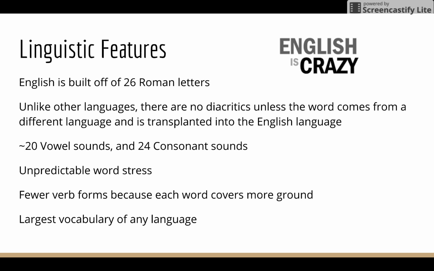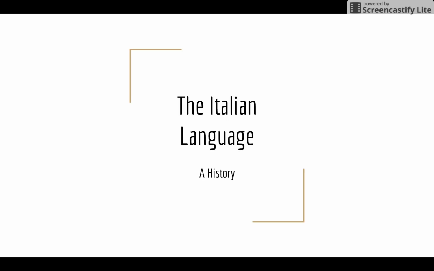English has 20 vowel sounds and 24 consonant sounds, approximately. And we are most known for our unpredictable word stress, which makes it most difficult for people to learn this language. There are fewer verb forms because each word covers more ground in the English language, and the English language has the largest vocabulary of any language.